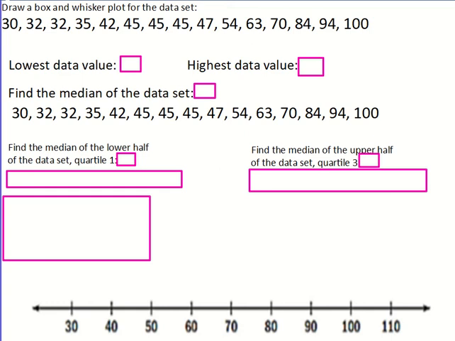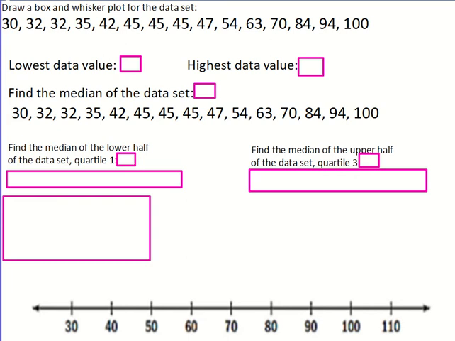We're going to draw a box and whisker plot for the data set. Our numbers are listed below, from smallest to largest. If your numbers are not listed from smallest to largest, you need to reorder them so they are. Once they're listed this way, you're going to find your 5-number summary.